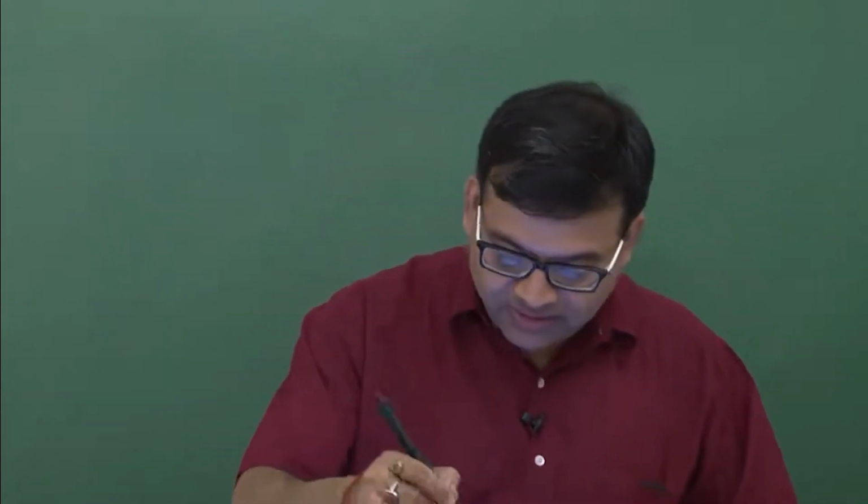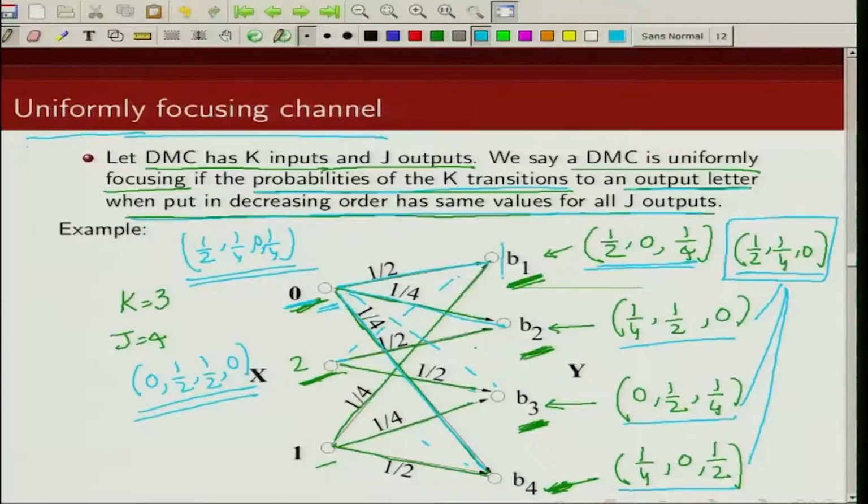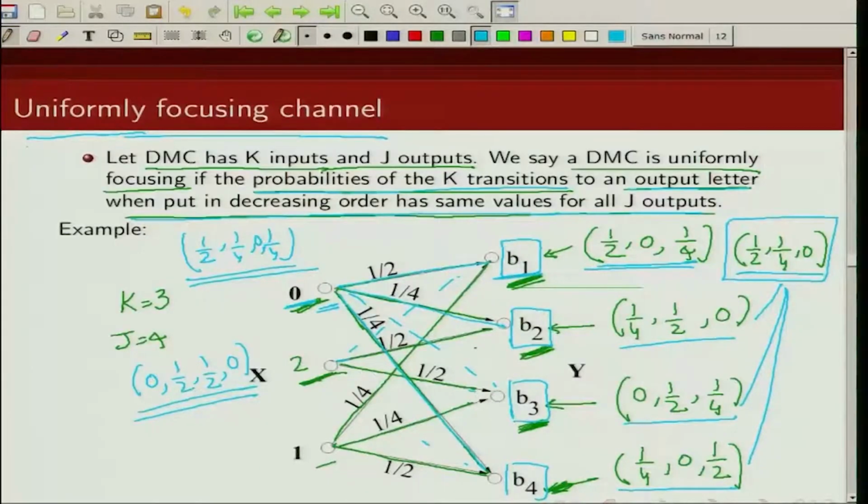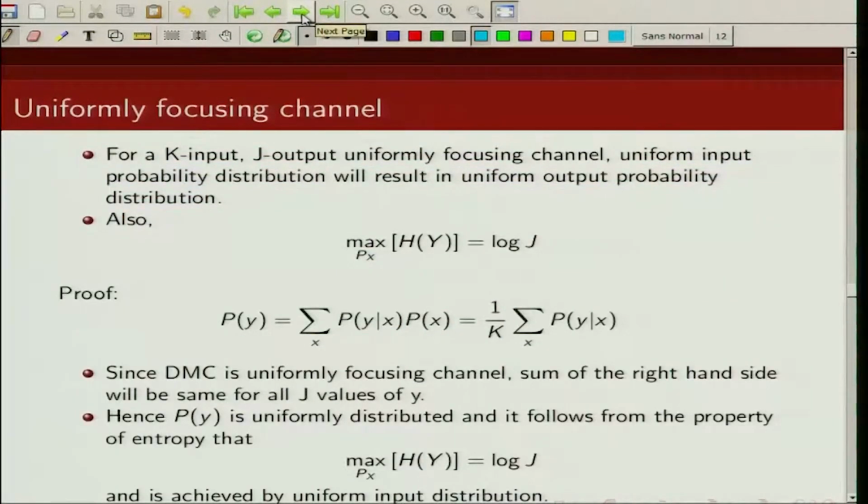In this example, whether my output is B1, B2, B3 or B4, the summation of probability of y given x is the same, whether I consider y to be B1, B2, B3 or B4. So for a uniformly focusing channel, this term is a constant. So if this is a constant, then probability of y is a constant. So that's a uniform distribution.